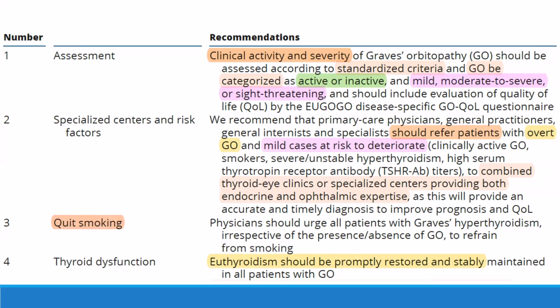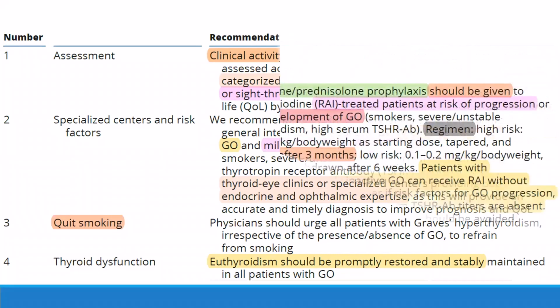Quitting smoking is mandatory and urgently recommended for all patients with Graves' hyperthyroidism. Thyroid dysfunction should be rendered euthyroid, restored as rapidly as possible, and maintained in all patients with Graves' orbitopathy, not fluctuating.